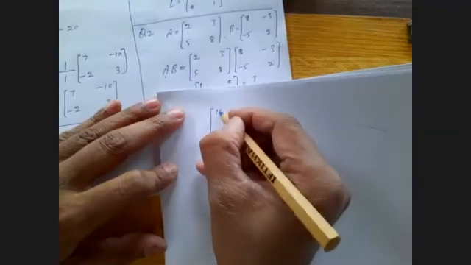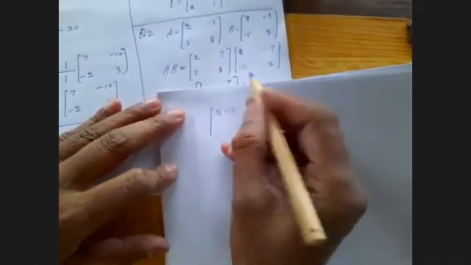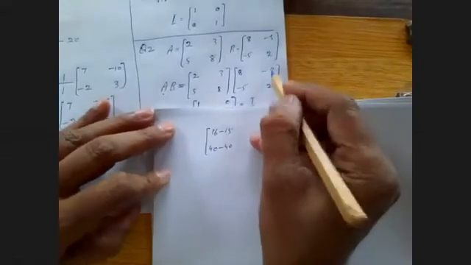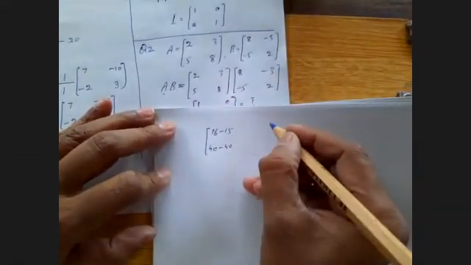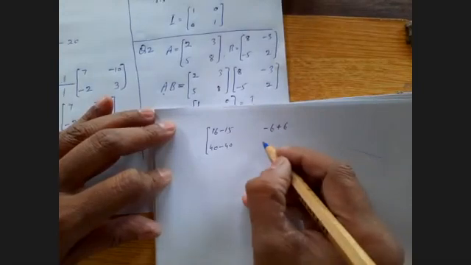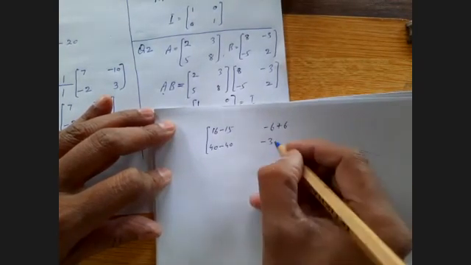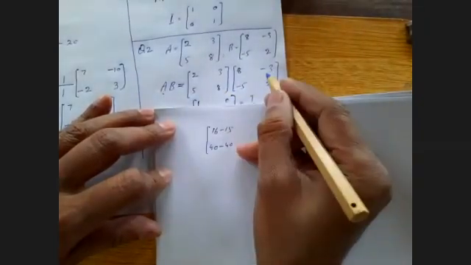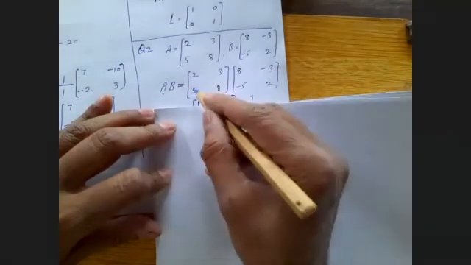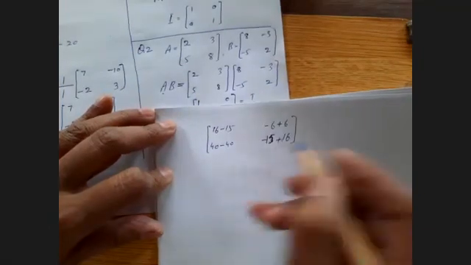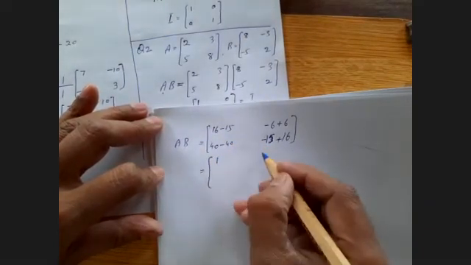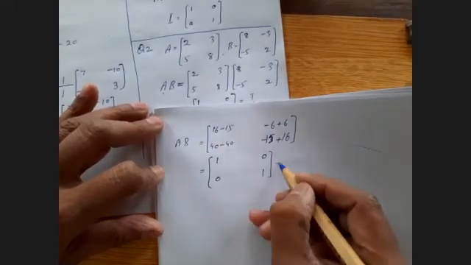8 twos are 16, 5 threes are 15, 8 fives are 40, 5 eights are 40. The second column, minus 3 and 2, minus 6, 3 twos are 6, and minus 3 and 5, minus 30, and minus 15, sorry, minus 15, minus 3 into 5, and 8 twos are 16, plus 16. So here you'll find that this is the multiplication A into B. 16 minus 15, 1, 0, 0, and 1. This is an identity matrix.